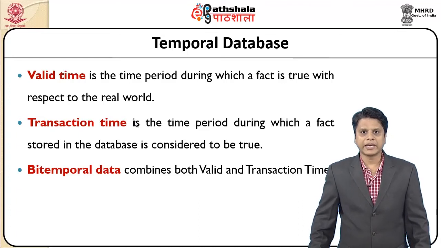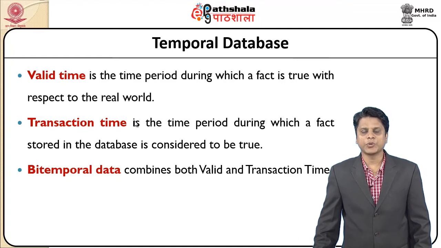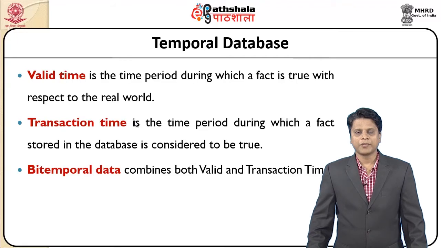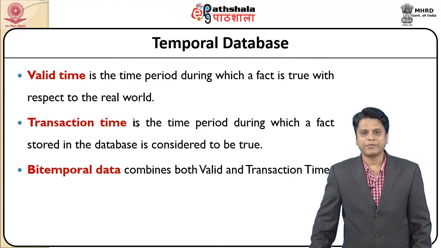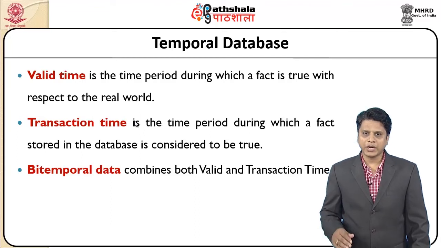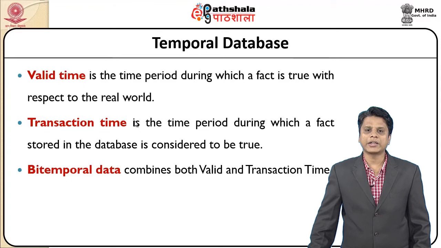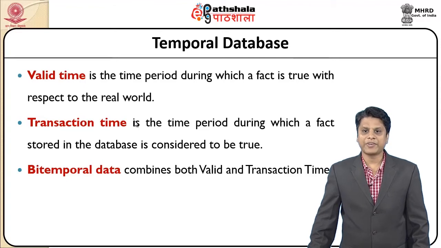As I have told you, this temporal database has three different times in its purview. One is called a valid time, second one will be a transaction time, and the last one will be bitemporal time. A valid time is nothing but a time period during which a fact is true. That means, when I am trying to run an application to collect all this data, the application which is running has its own time, so that time will be considered as the valid time.